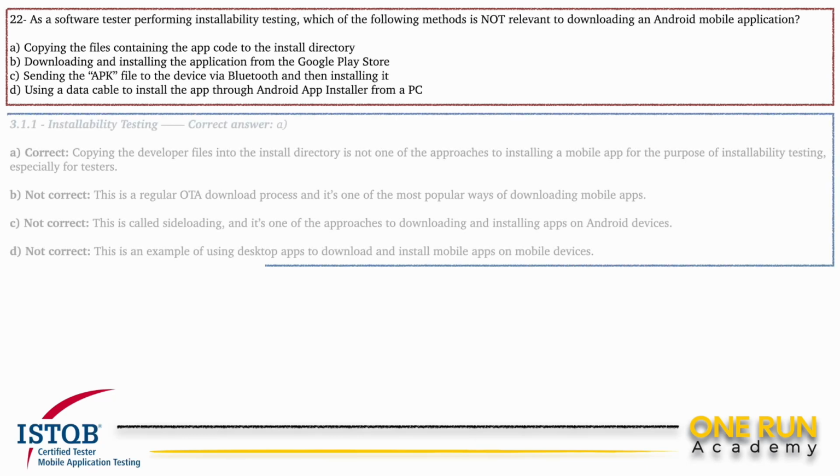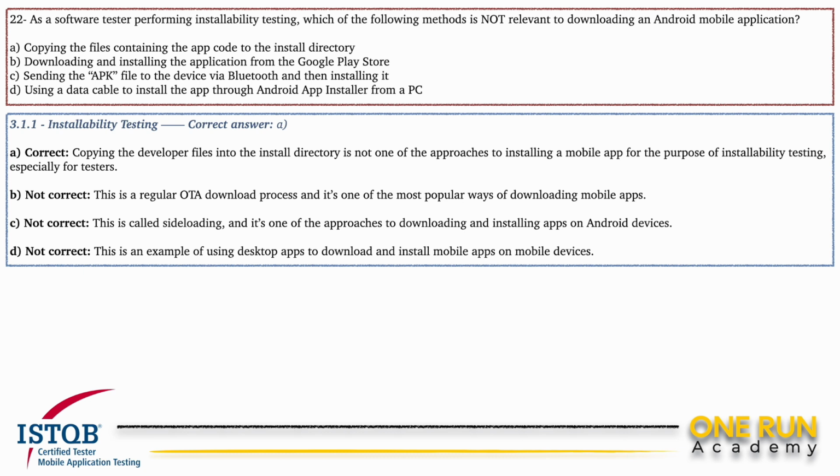For option A, copying the developer files into the install directory is not a standard method for downloading or installing an Android mobile application. As software testers, we need to use methods that mimic the actual user experience. This approach is more related to early development environments and not relevant for testing the installability of mobile apps. So, option A is a very strong contender to be the correct answer.